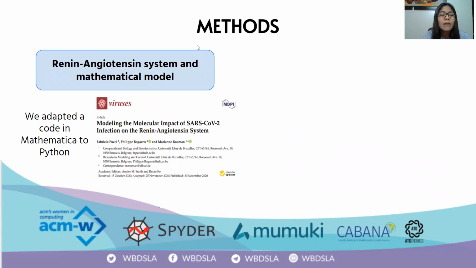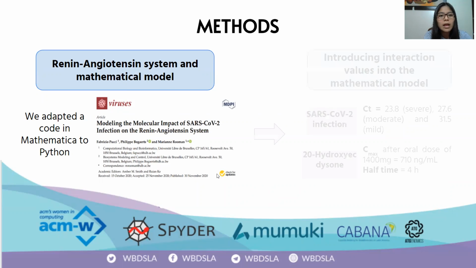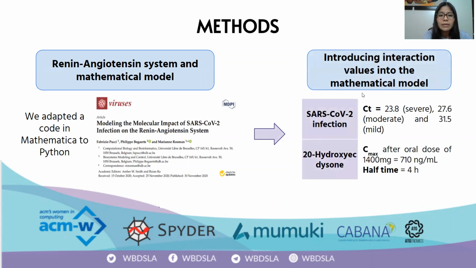Having this in mind, here we have the methods. First, we adopted a code in Mathematica that we obtained from the study made by Fabrizio Buzzi, and we adapted it to Python. Then we introduced the interaction values into the mathematical model, and they were related to the SARS-CoV-2 infection and the 20-hydroxyecdysone that we mentioned before as 20E.